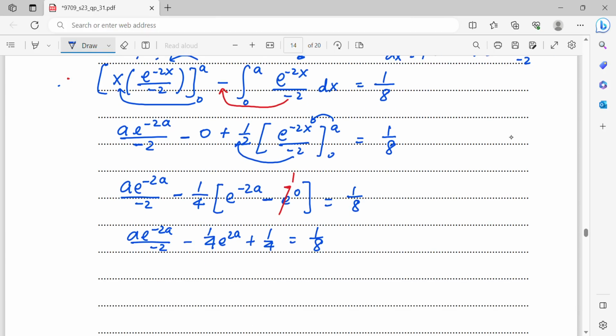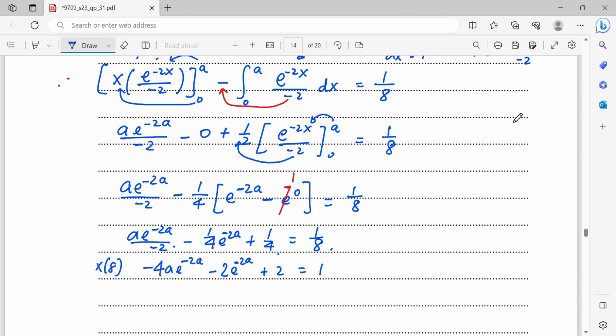So by looking at the denominators, you have 8, you have 4, you have 2. The best way is just times the whole equation by 8. So when I times by 8, the first term is negative 4a e to the negative 2a. The second is negative 2 e to the 2a. Oh, sorry, there's a negative power here. And then the third term is going to be plus 2. And then the last term is 1.